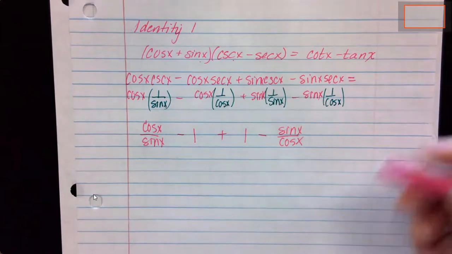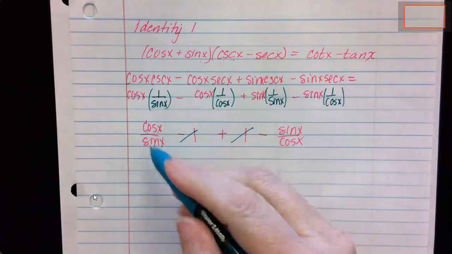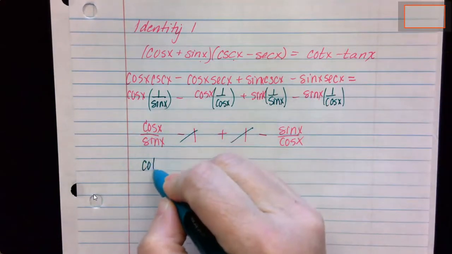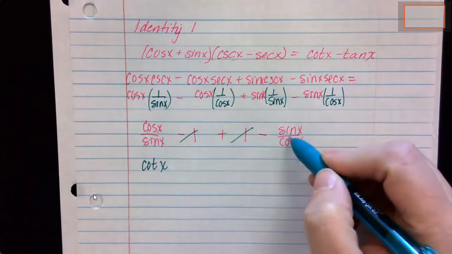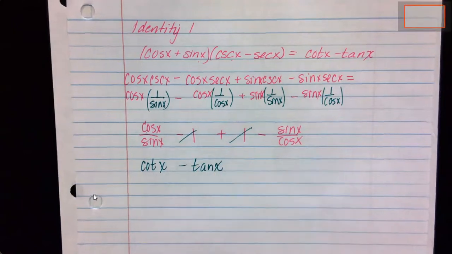So when you look at that, these two cancel out because they're opposites, so that's gone. And then cosine divided by sine is the cotangent. And that is the tangent. And that's what we were trying to prove.